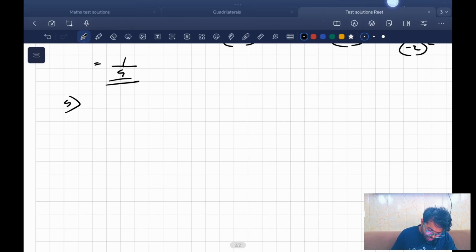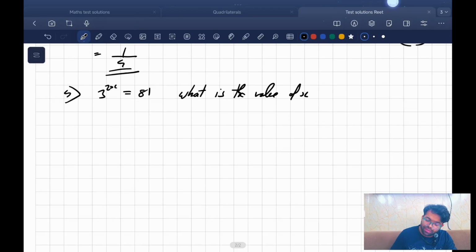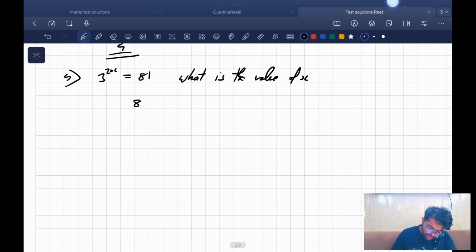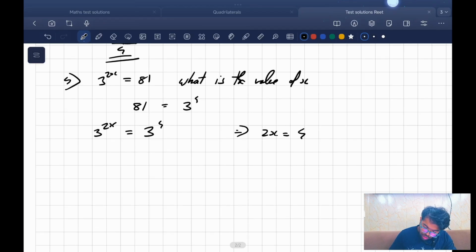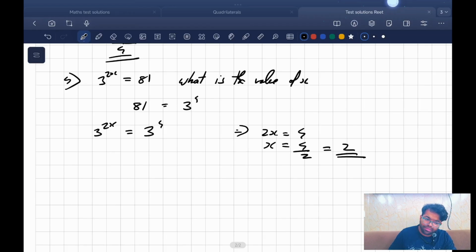Fourth question. You made a mistake there? If 3 to the power of 2x is 81, what is the value of x? How can I write 81? 81 is equal to 3 to the power of 4, right? So 3 to the power 2x should be equal to 3 to the power of 4. Therefore, 2x should be equal to 4, or x is 4 upon 2, which is equal to 2. Clear? Next one.